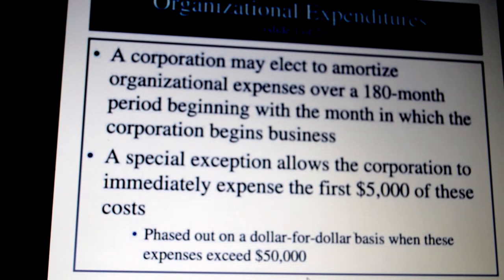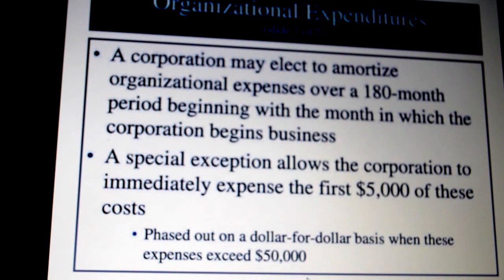The second type of deduction that is available only to corporations is the organizational expenditures deduction. Expenses incurred in connection with the organization of the corporation normally are chargeable to the capital account. That they benefit the corporation during its existence seems clear. Under Section 248, a corporation may elect to amortize organizational expenditures over a 180-month period, beginning with the month in which the corporation begins its business.